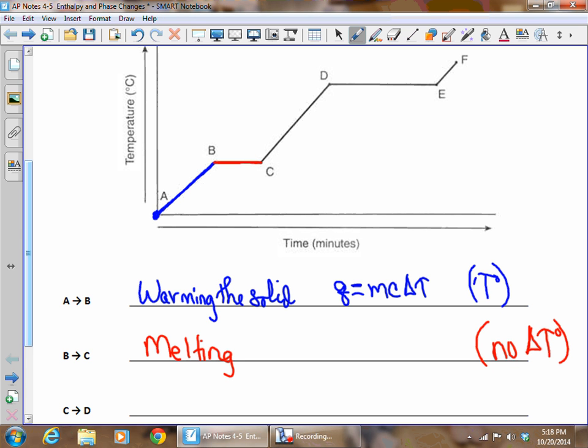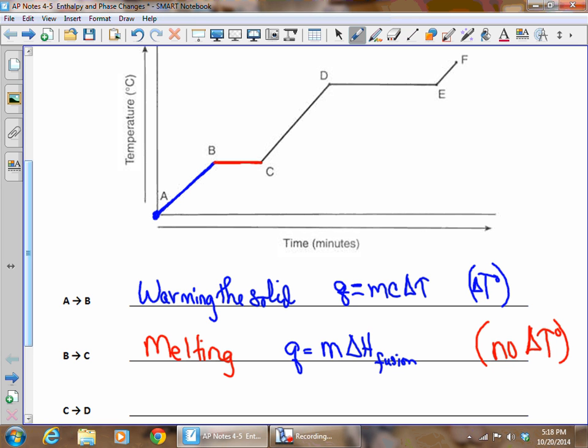And I just noticed that I didn't put a delta up here. So there is a change in temperature on the first one, needing the MCΔT equation, but this one there is no temperature change. So what do we use for this particular one? Well, we use something I call the MΔH equation, Q equals M for mass times ΔH. And since we're melting, this is ΔH of fusion, enthalpy of fusion, that we're going to use here.